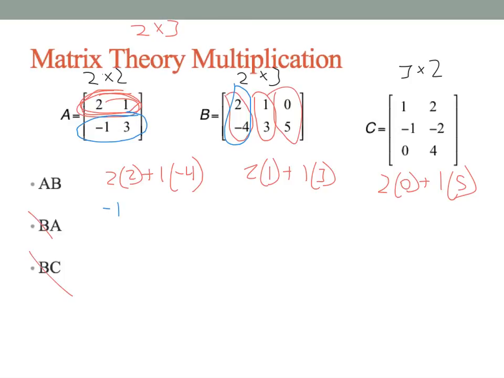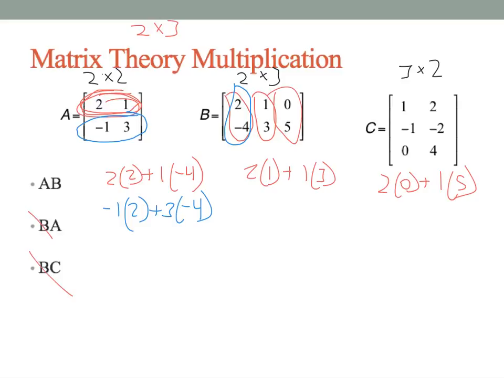So -1. Okay, so the first part of the row in A is going to be multiplied times the first part of the column in B. That's important to remember. That's the pattern here. And then the next number in the row will be multiplied by the next number in the column of B. So 3 times -4. Okay.